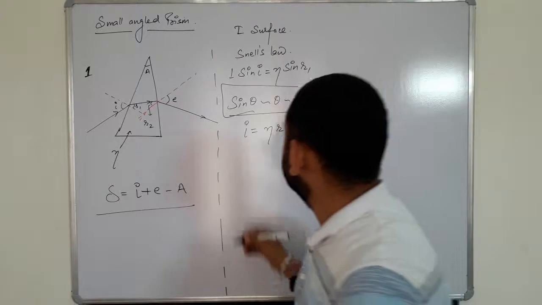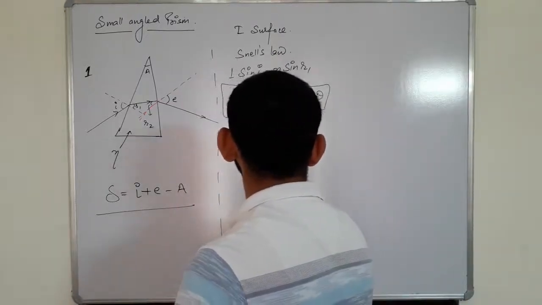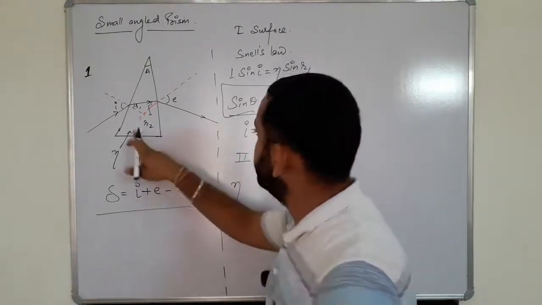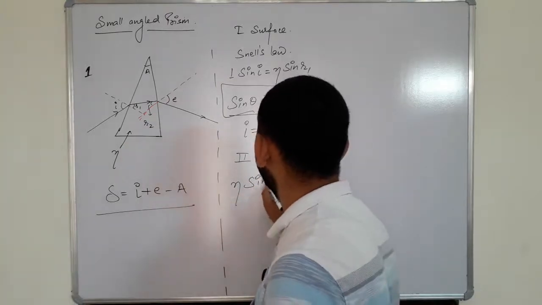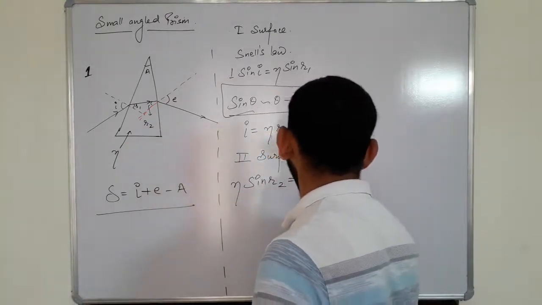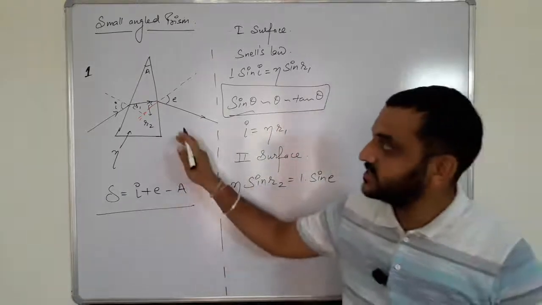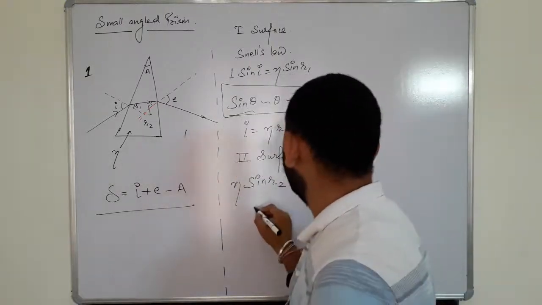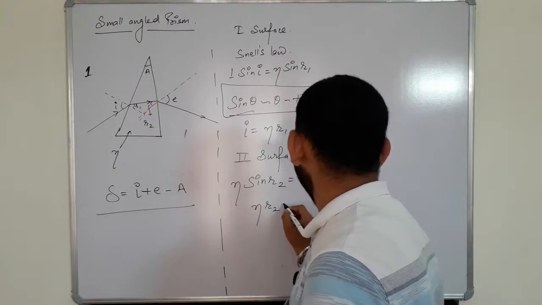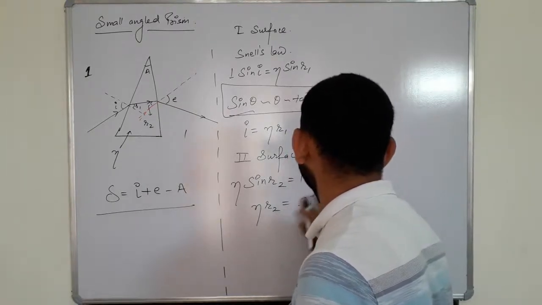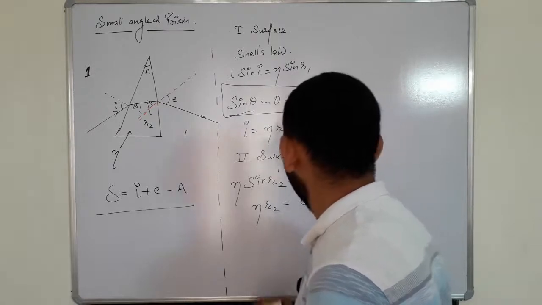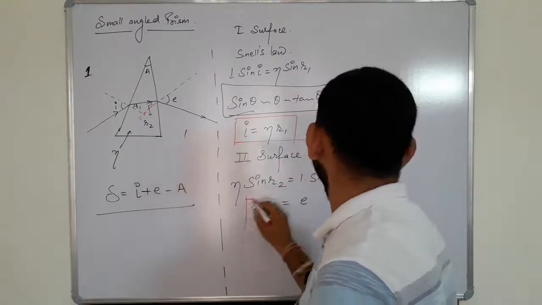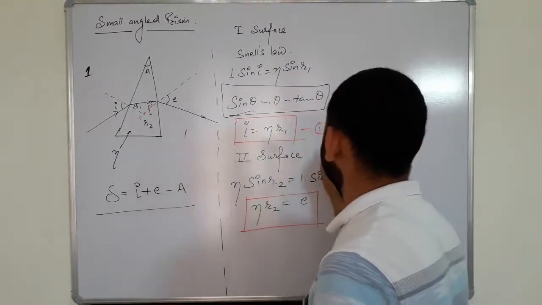Okay, so let's apply Snell's law on the second surface now. When we apply Snell's law on the second surface, we get neta into sin R2 is equal to 1 into sin E. The outside medium is air, so the refractive index is 1. Again we apply the small angle approximation. We get neta R2 equals E. So this one is the value of I, this one is the value of E. First equation, second equation.